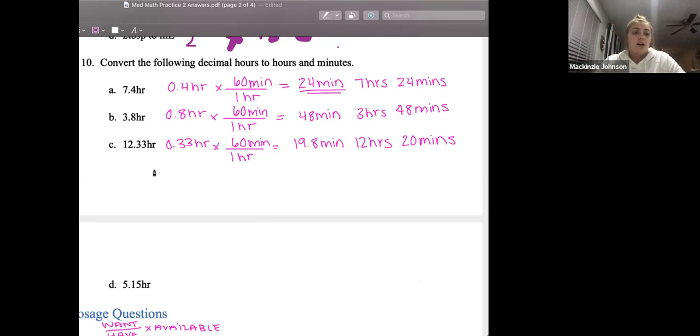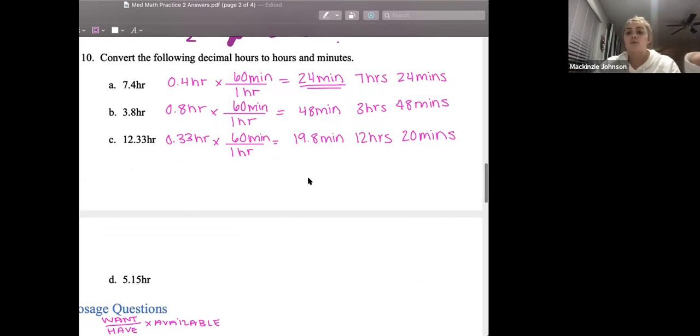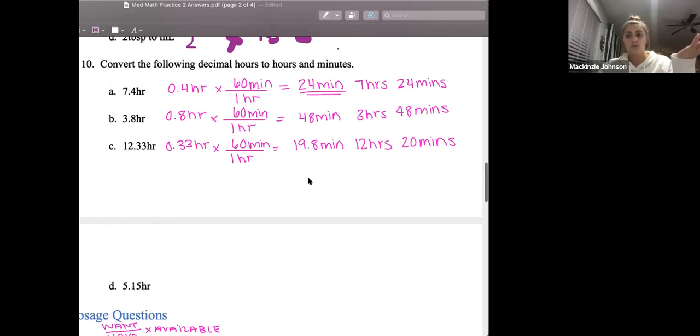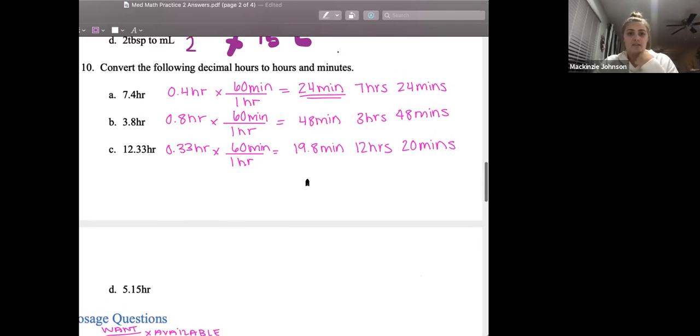So for C, for 12.33 hours, it's the same thing. We're going to set it up 0.33 hours, and then it'll just go 1 hour over 60 minutes. It'll be 19.8. So the one thing I don't like about these worksheets is it doesn't tell you what to round to. So we kind of just assume it's not going to be 19.8. We're just going to round up to 20. And that's kind of the standard.